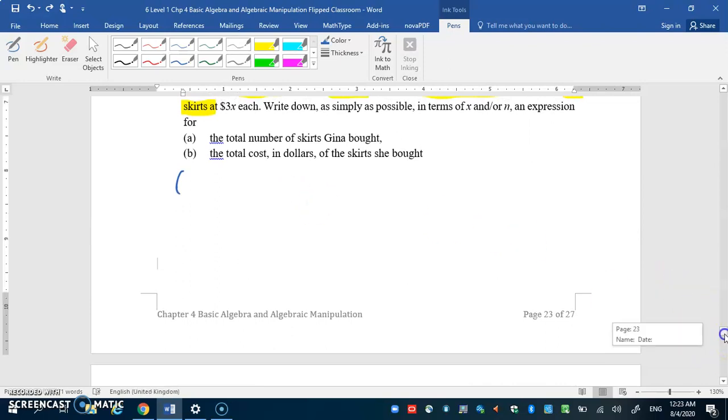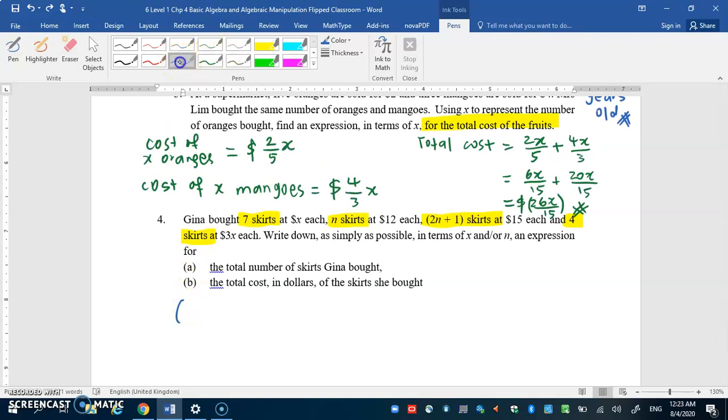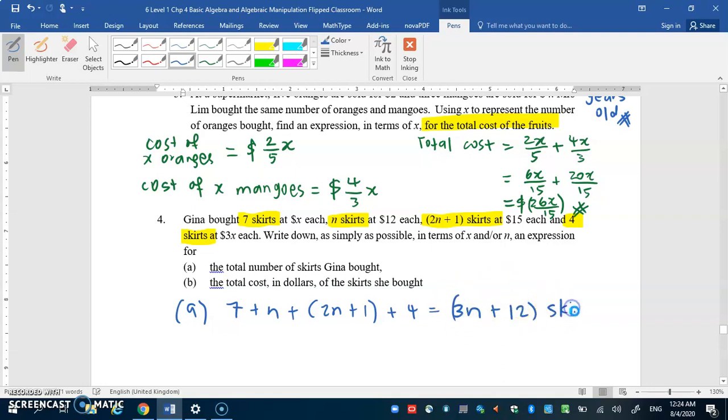So for part A, I'm going to take 7 plus n plus 2n plus 1 plus 4. That's the total number of skirts that Gina bought. If I simplify this, the like terms are n and 2n, so let's settle that one first. I'll get 3n, then 7 plus 1 plus 4 will be 12. So 3n plus 12 skirts.